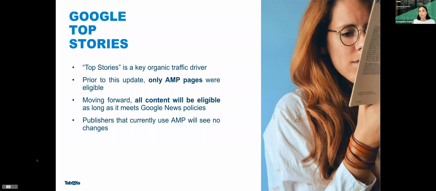So Google Top Stories, this is a key organic traffic driver. This is the section that appears within Google search when Google detects that a search query is news-oriented. Previously, only AMP pages were eligible to appear in the mobile version of Top Stories. Moving forward, all content will be eligible. So with the Core Web Vitals update, AMP will no longer be necessary for stories to be featured, and publishers that currently use AMP will see no changes.